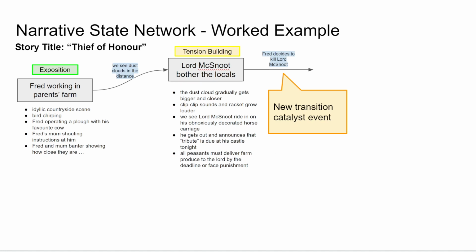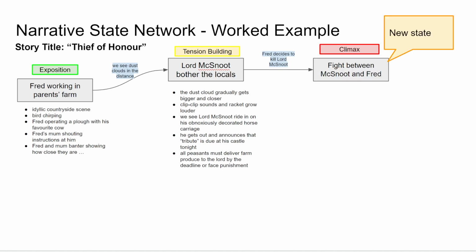So what if we let Fred decide to kill Lord McSnoot? Then we write that up, draw the arrow, and move on and make the new state. Again we note that this is going to be a climax situation, and there's going to be a fight between McSnoot and Fred. So you can see that arc there.